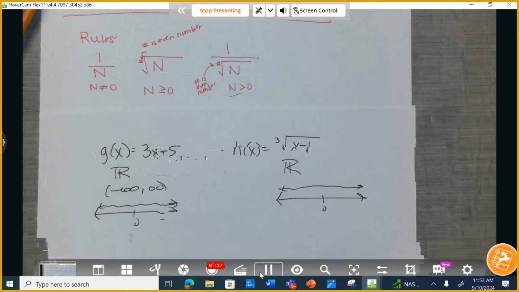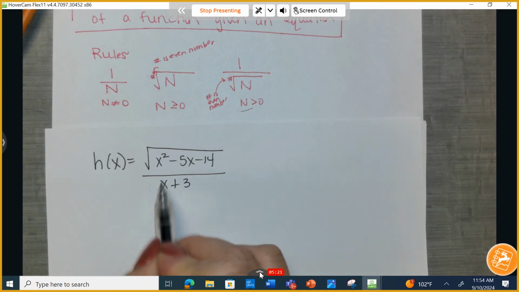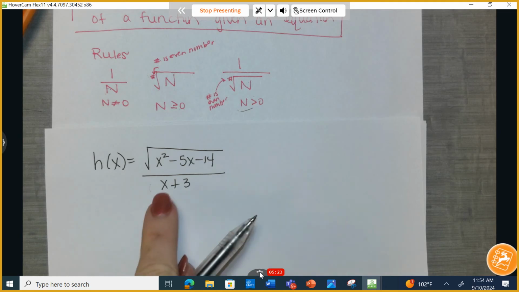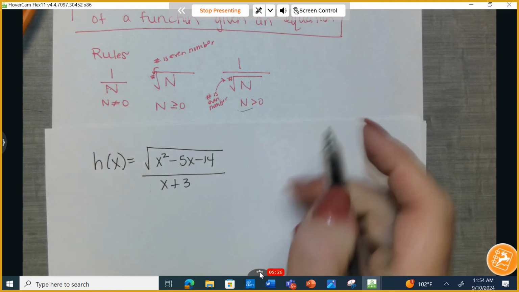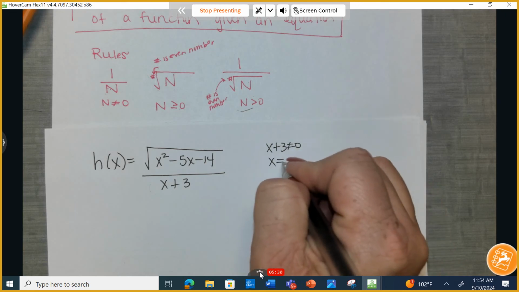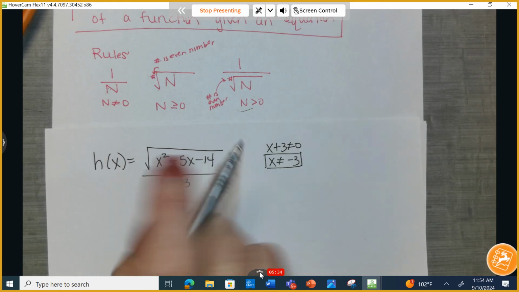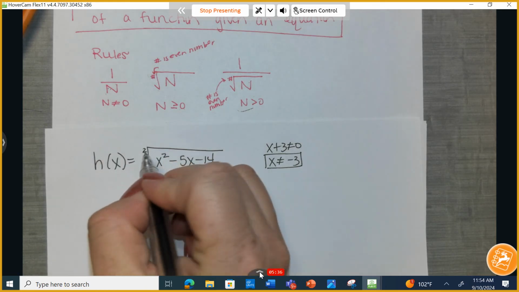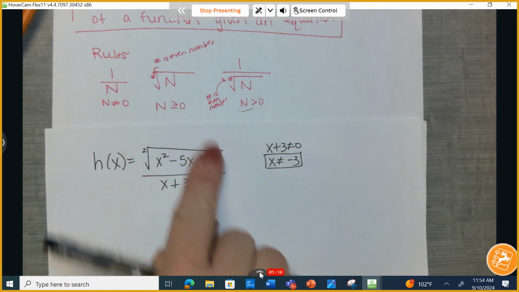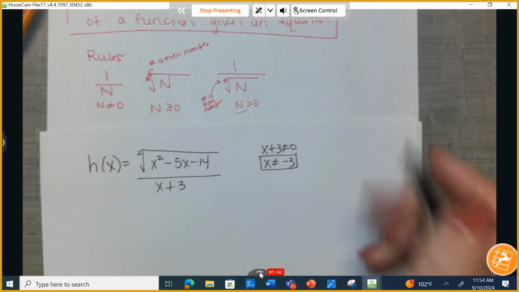Now we have a couple things to consider with this particular function. First, I can see that I have a variable in the denominator, and for that reason, x plus 3 cannot equal 0. So x plus 3 cannot equal 0. That means x cannot equal negative 3. Now let's come up above. I have an nth root that's hidden that's positive, and it's in the numerator, so I'm going to apply the second rule. That means the value inside has to be greater than or equal to 0.